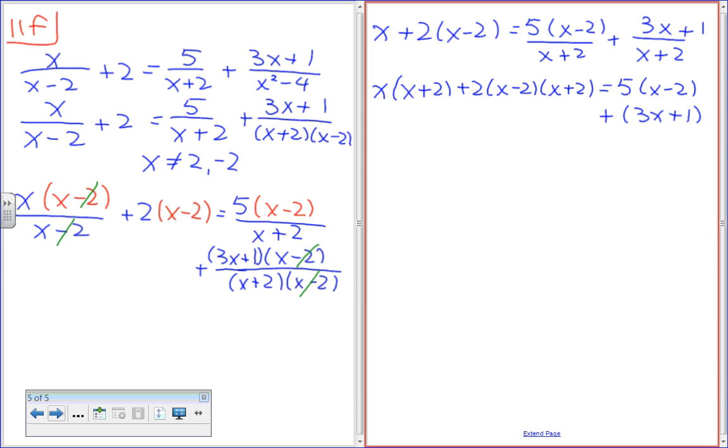Okay, foiling time. Can I have someone please show off their unbelievable foiling skills? x times x plus 2 is x squared plus 2x. Now I'm going to do this myself: 2x minus 4, x plus 2, equals 5x minus 2, plus 3x plus 1. Okay, so far so good. Don't have any mistake yet, I don't think.